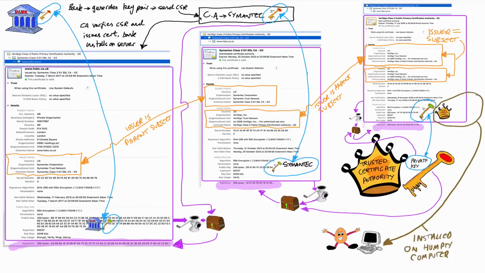And then send all that across to the certificate authority. Because we're using a real-life example here, let's say HSBC are applying for this new certificate from the Symantec Class 3 EV SSL certificate authority. We'll go into more details about that in a second. So let's just call it Symantec. So the bank sends this CSR to Symantec.